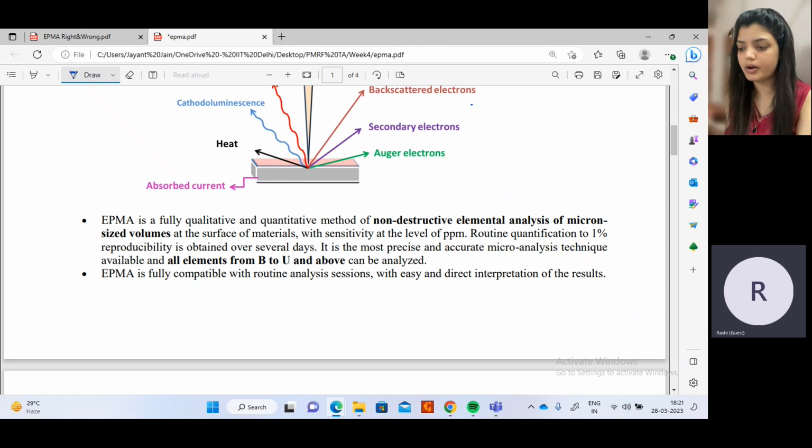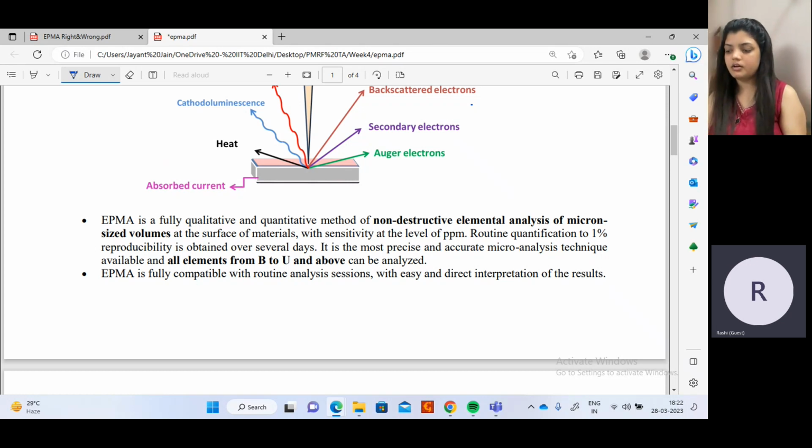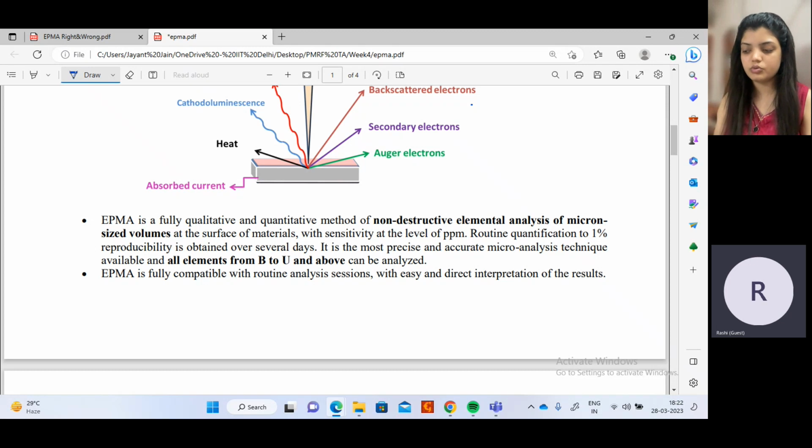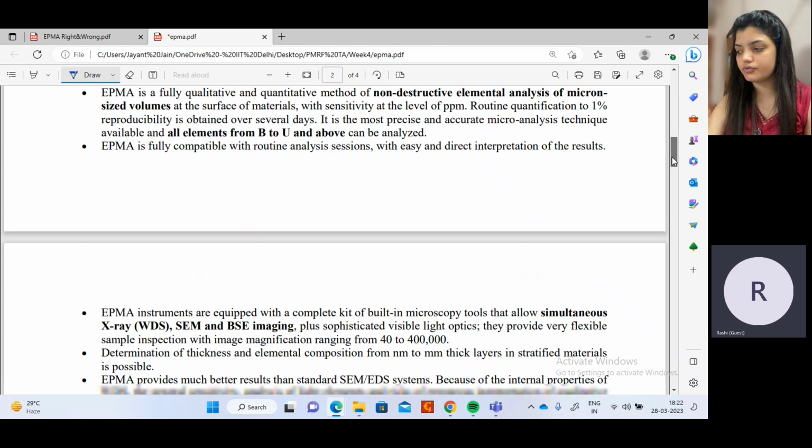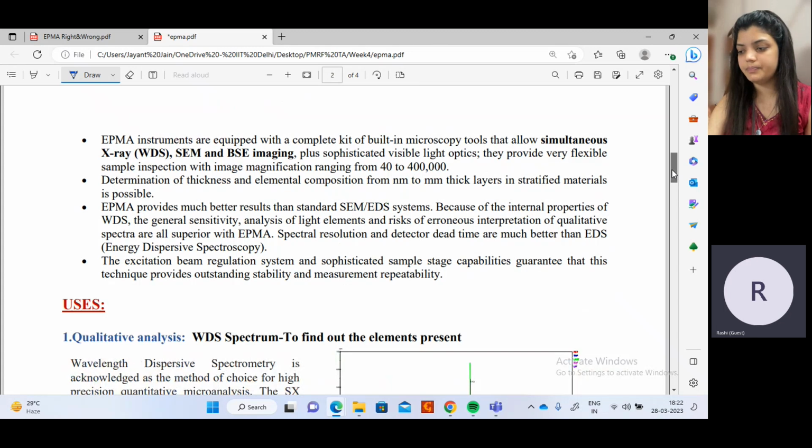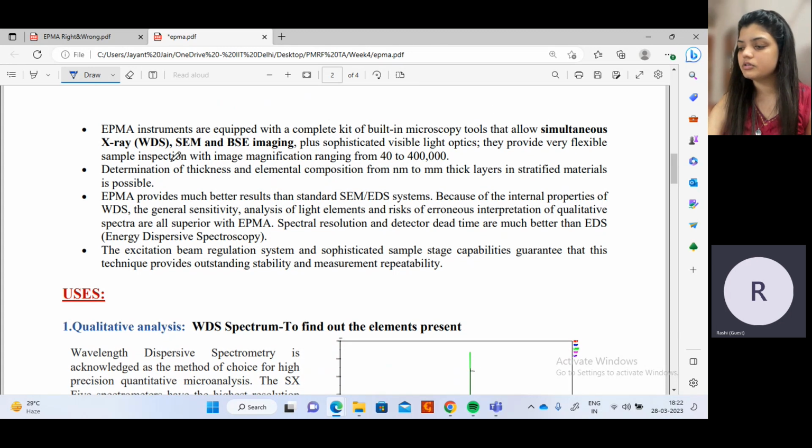A routine quantification with 1% repeatability is obtained over several days. It is the most precise and accurate microanalysis technique available, and all elements from beryllium to uranium and above can be analyzed. EPMA is fully compatible with a routine analysis session, which is easy, and interpretation of the results is possible. It is not complicated to read the results. EPMA instruments are equipped with a complete kit, built-in microscope, and so on.